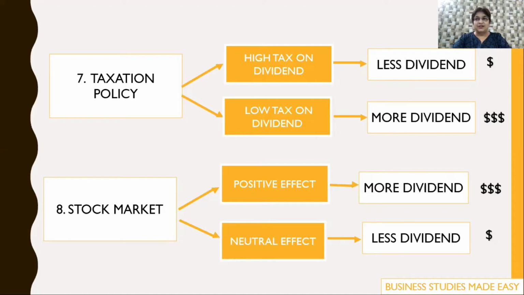If the stock market reaction, he wants the reaction to be positive, then he will declare more dividend, because the more the dividend, the more interest people will show in your shares. And if he's neutral, suppose the price of the shares is already high or the company is already doing too well, then he's not bothered as to whether he declares dividend, how it's going to affect the price. Then in that case, he may declare less dividend.